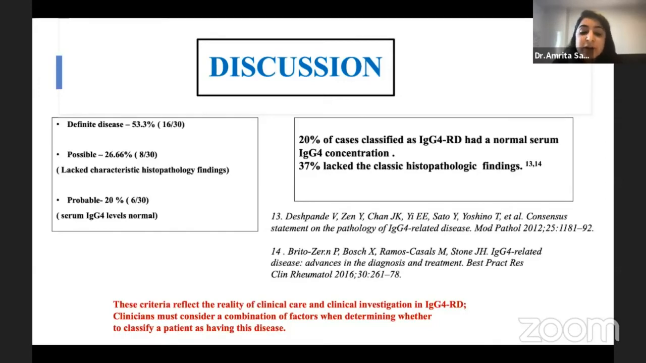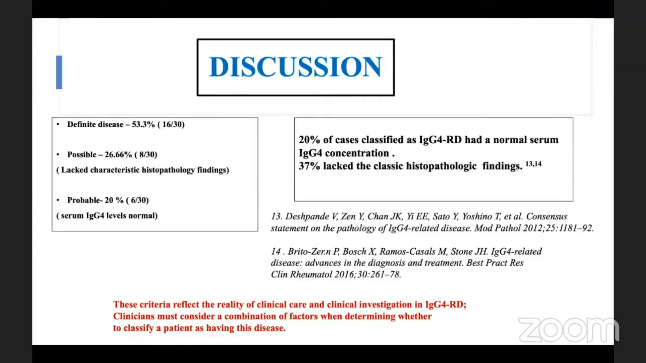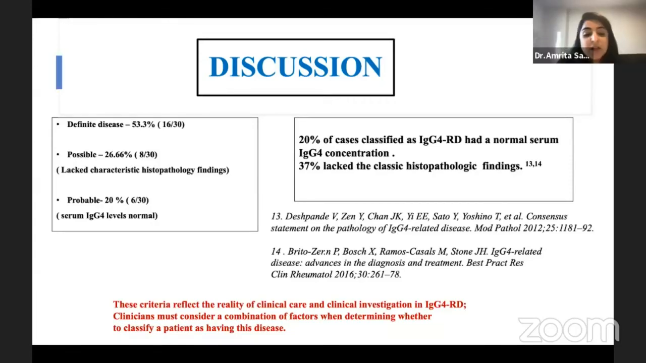So these criteria reflect the reality of clinical care in IgG4 disease, and clinicians must consider— Sorry to interrupt, ma'am. You have to conclude as your time is up. Just 5 seconds. Clinicians must consider a combination of factors before classifying the patients as IgG4 disease.